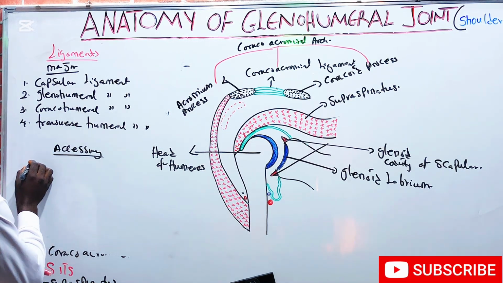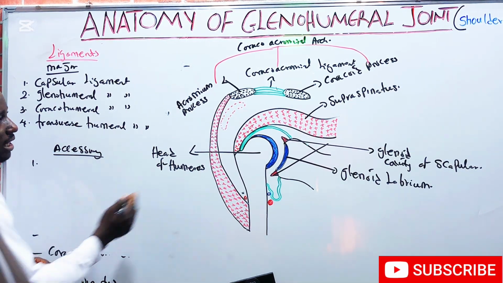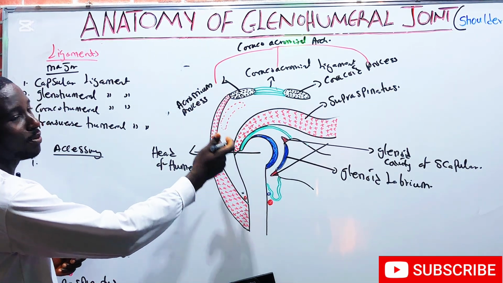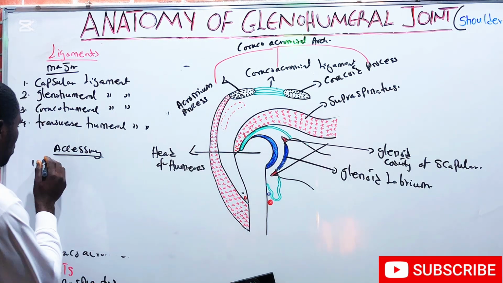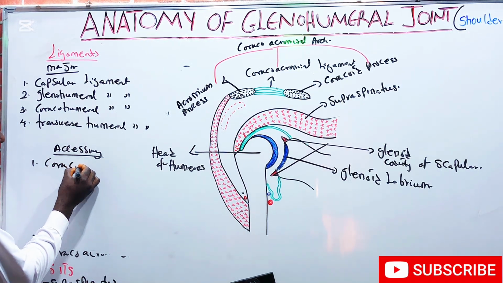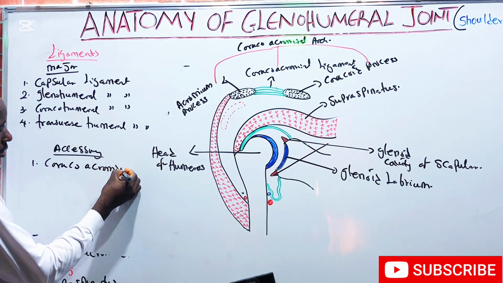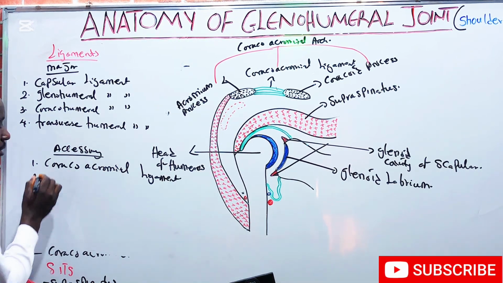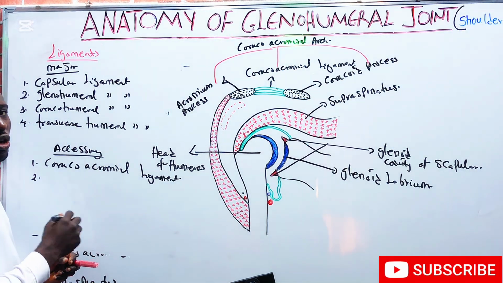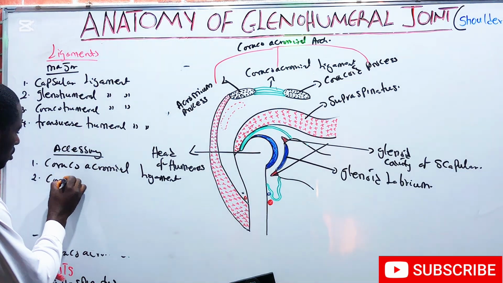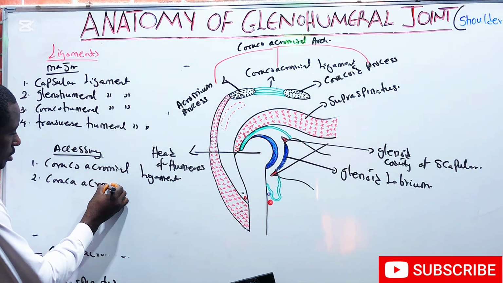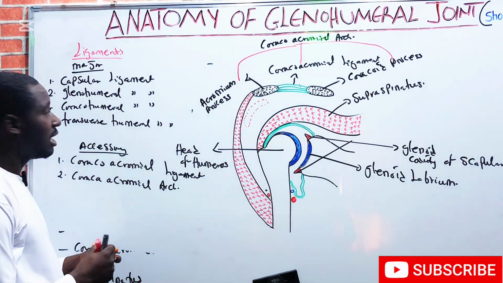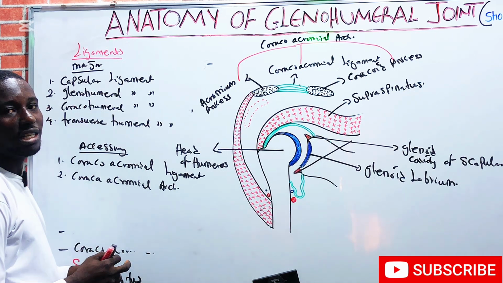Now the accessory ligaments of the shoulder joint. Number 1 is the coracoacromial ligament, which helps to form a protective arch that prevents the superior displacement of the shoulder joint. Number 2 is the coracoacromial arch. So these are the 2 accessory ligaments of the shoulder joint, while these 4 here are the major ligaments of the shoulder joint.